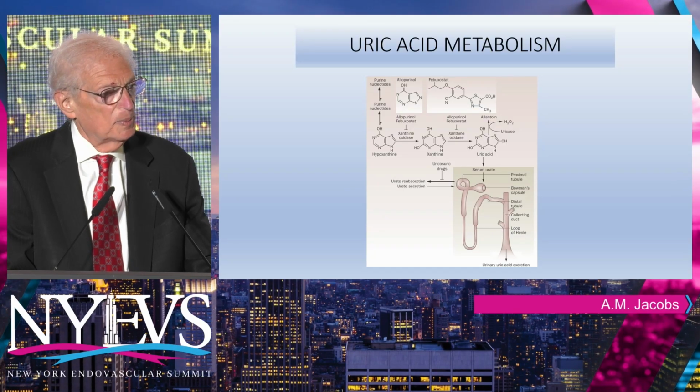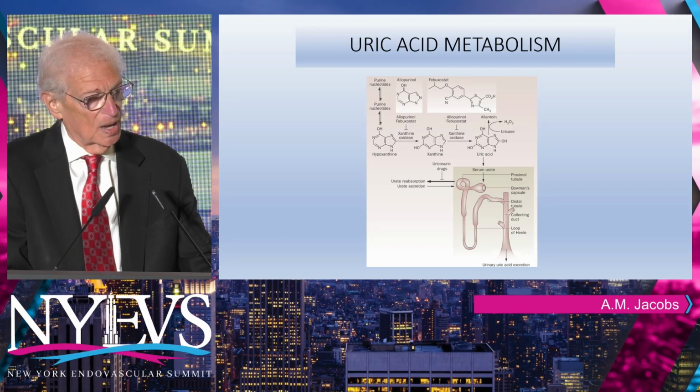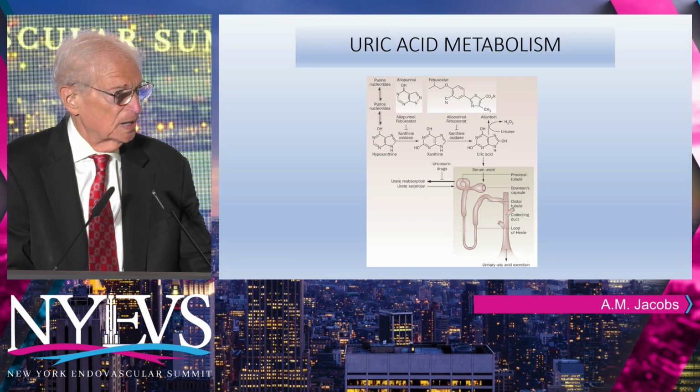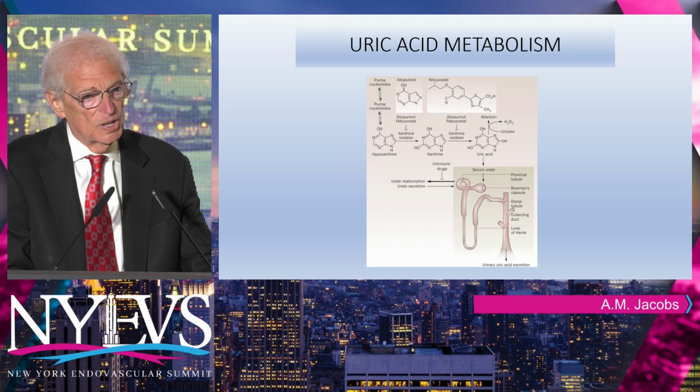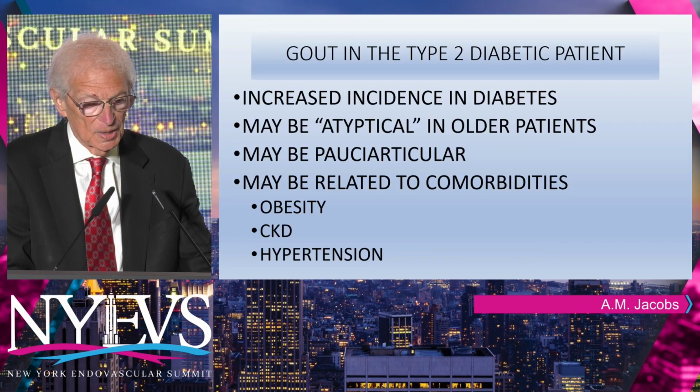And then I always look at my patients that have chronic kidney disease because, as you know, uric acid is excreted. Two-thirds of your uric acid comes out the kidney, and if you have failing kidneys, then you're going to have a predisposition to elevated serum uric acid levels.